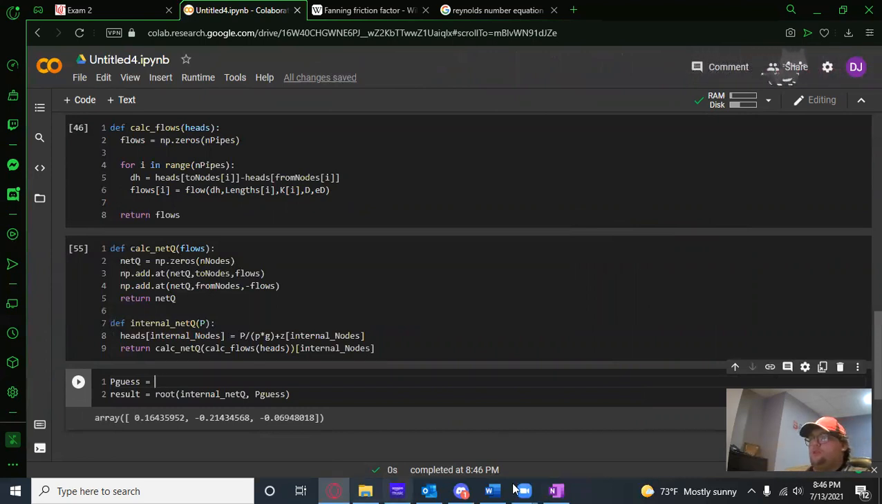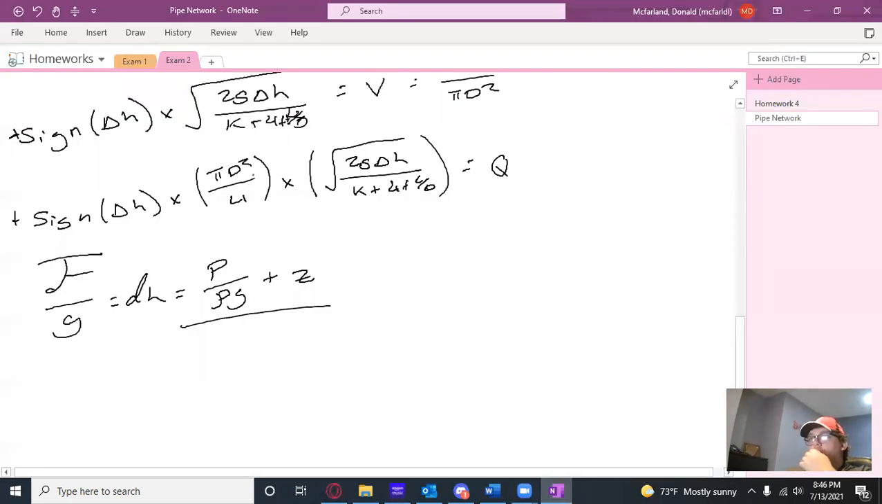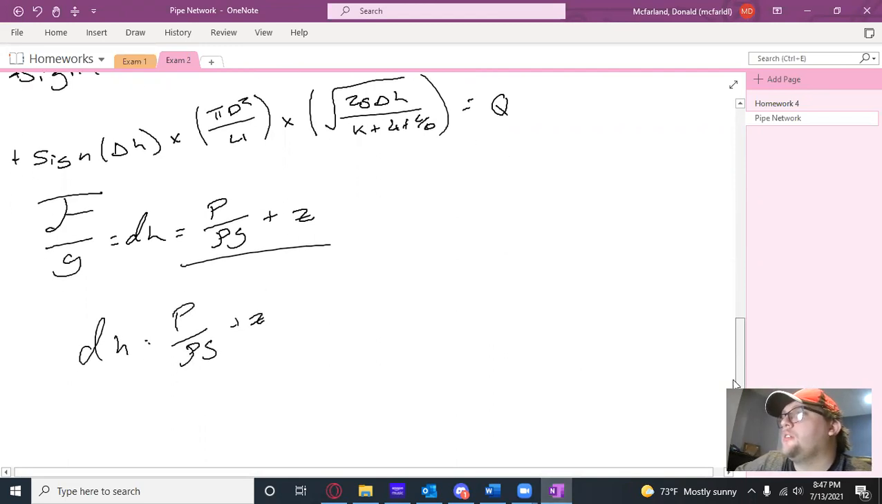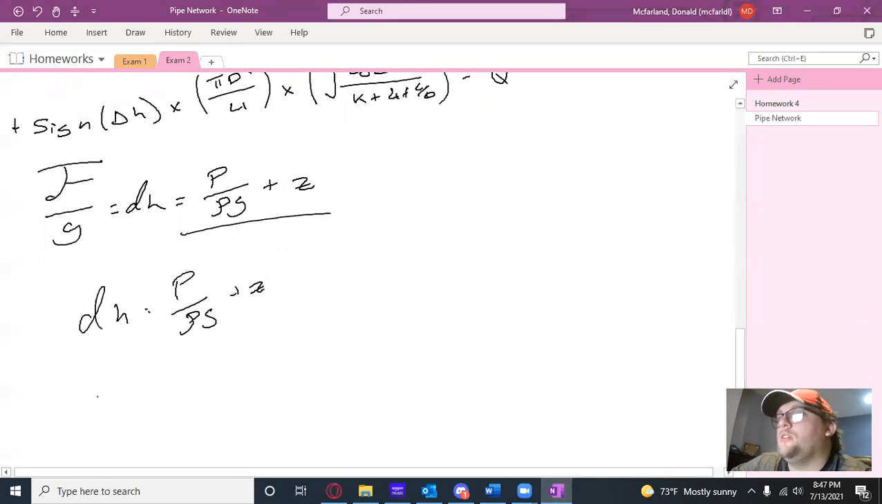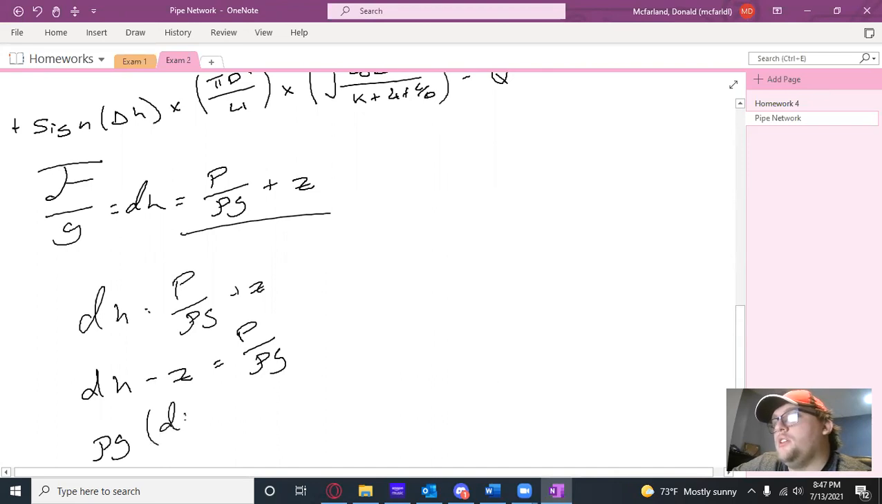what we're going to do is if we go back here and notice we're going to change this equation so we can solve for pressure. So dH equal to P over rho G plus Z. I scroll down a little more. So dH minus Z equals pressure over rho G. So if we have rho G times dH minus Z, that will give us our pressure.